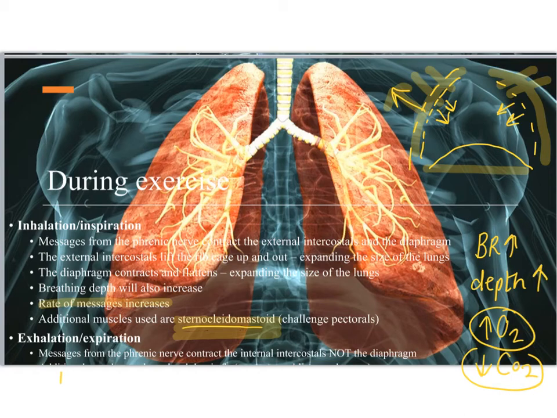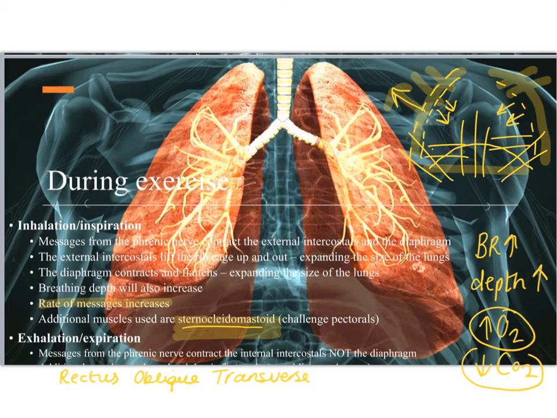But this is where your rectus abdominals, your oblique abdominals, and your transverse abdominals all come into play. So these are here, here, and here. And they will help, when contracted, to reduce the size of that thoracic cavity quickly and effectively to push the air out, which allows us to get rid of the carbon dioxide.